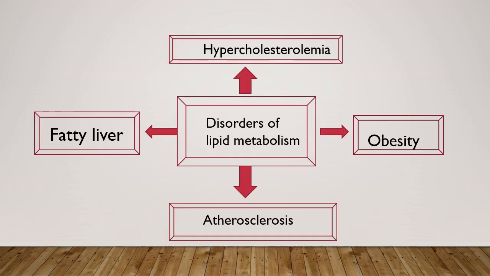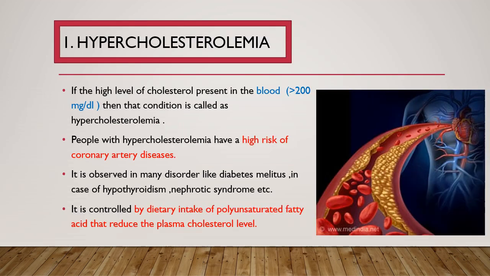Now let's discuss the various disorders of lipid metabolism, which include obesity, hypercholesteremia, fatty liver, and atherosclerosis. The first disorder is hypercholesteremia. It is a high level of cholesterol present in the blood. When it is approximately more than 200 mg per dl, the condition is said to be hypercholesteremia. People with hypercholesteremia have a high risk of coronary artery disease and disorders like diabetes mellitus, hyperthyroidism, and nephrotic syndrome.